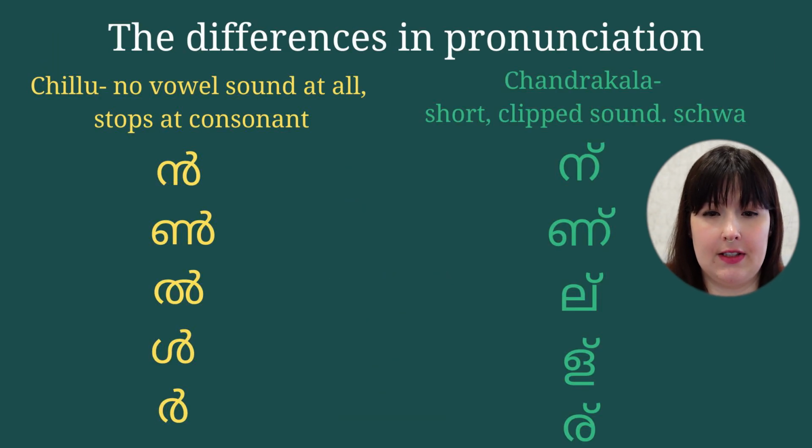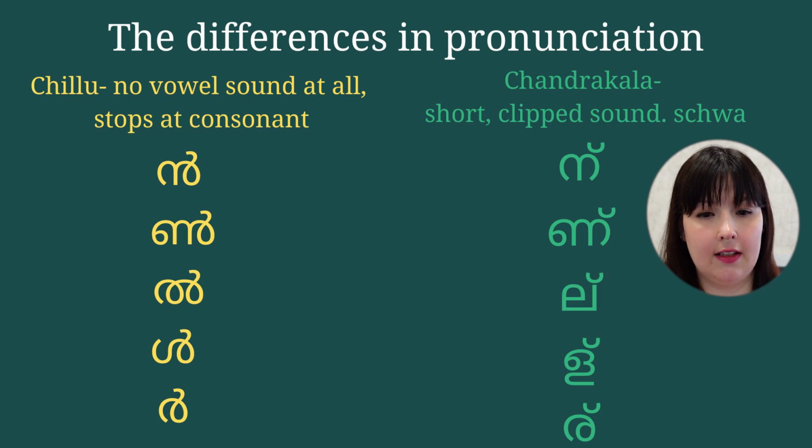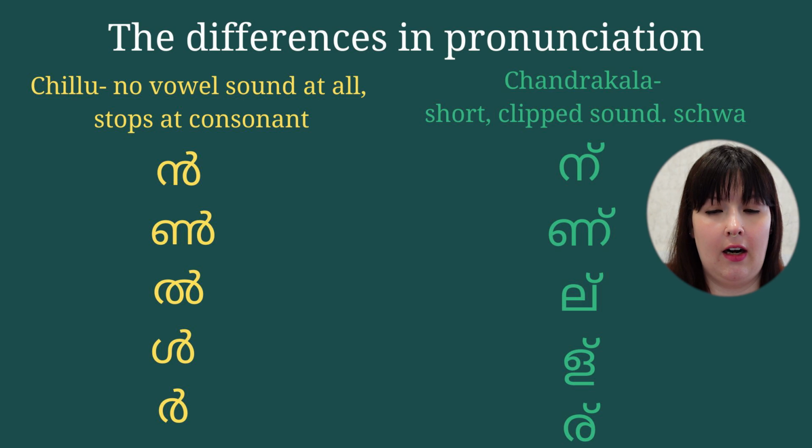So here you can see the differences in pronunciation between a Chillu and a Chandrakala. So here we have n, n, n, l, r, r.